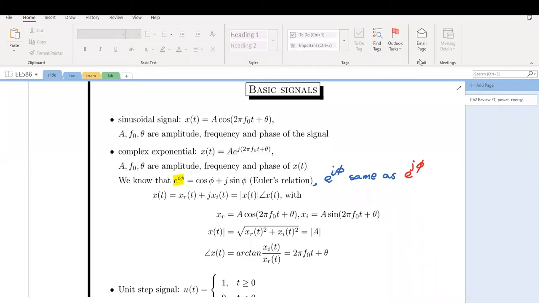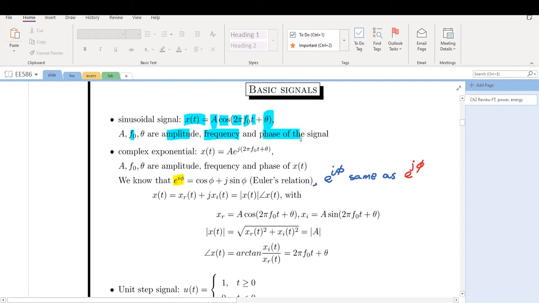In this video, we introduce basic signals we use in communication systems. The first signal is a sinusoid signal, a sinusoidal wave expressed by x(t) equals A cosine(2 pi f naught t plus theta). So A is the amplitude, f naught is the frequency of the sinusoid signal, and theta is the phase of the signal.